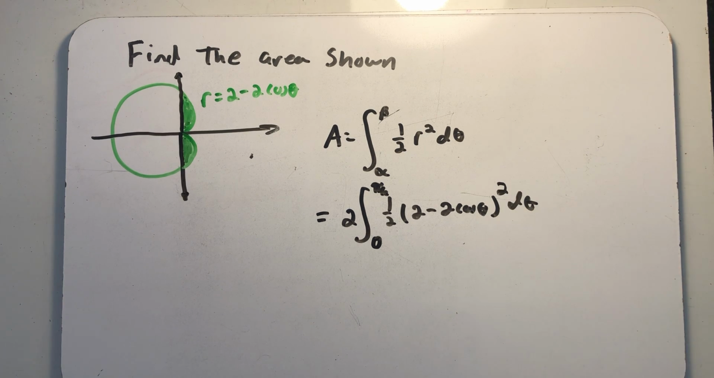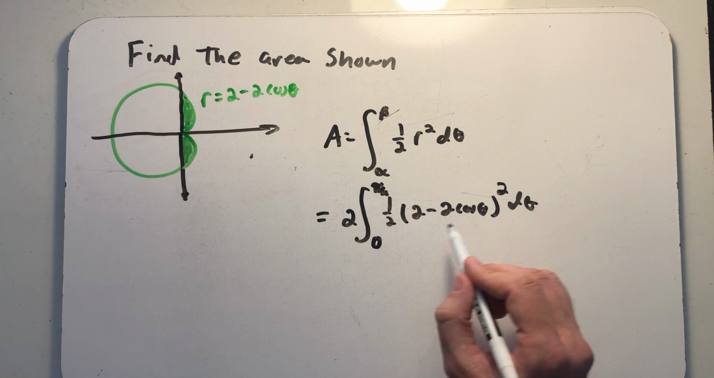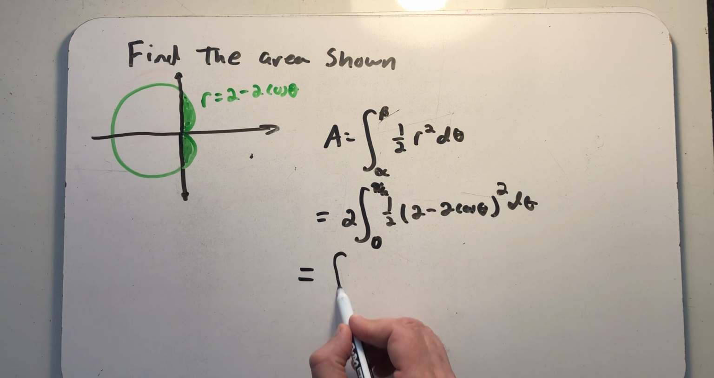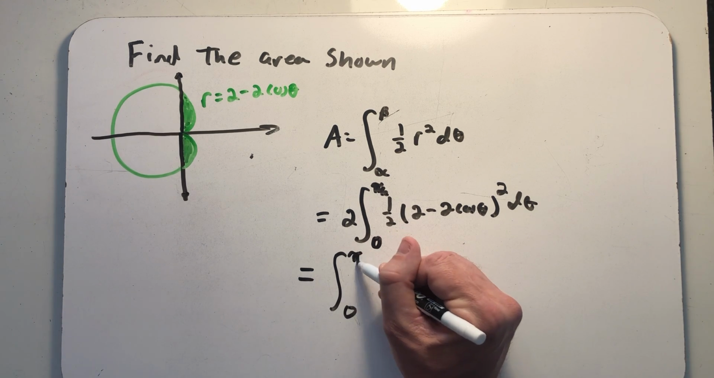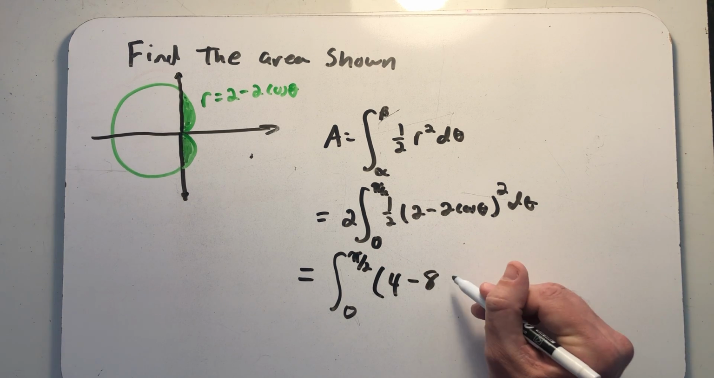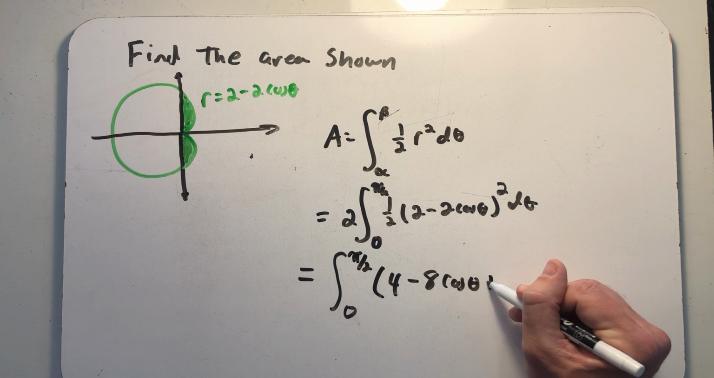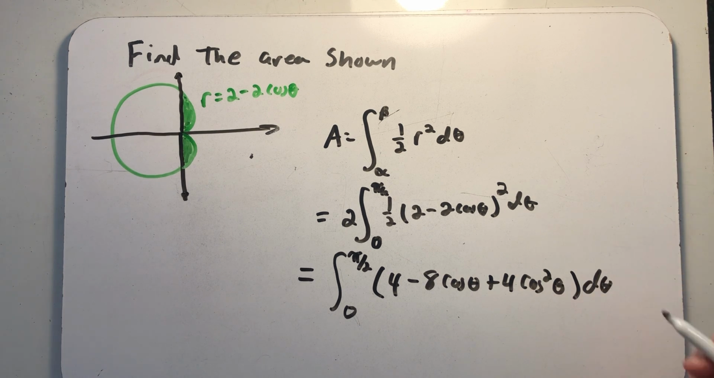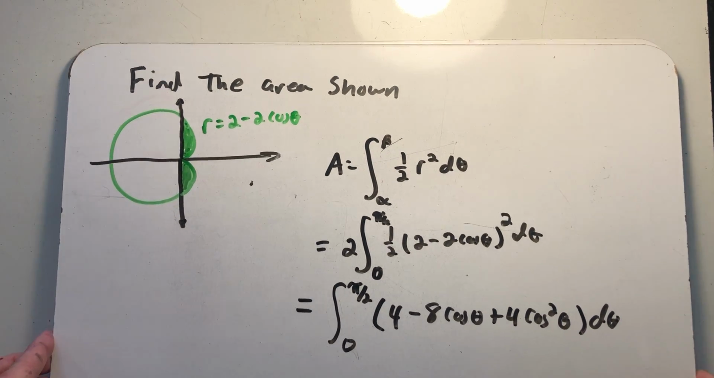Well, that's nice. I forgot to write the square there, so that's going to be really important, 1/2 r squared. But the 1/2's cancel. And now in this next step, I'm just integrating from 0 to pi halves, and I can multiply this out. All right, so now I'm left to deal with this integral.